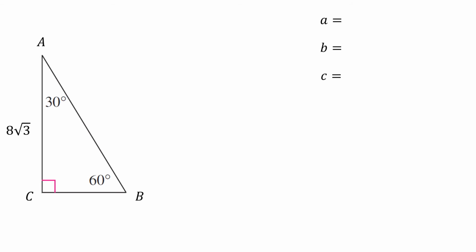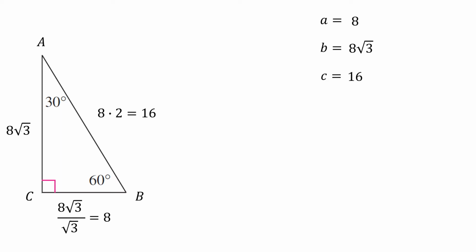What side did I start with this time? Well, that looks like it's opposite angle B, so that is side B. Because it's opposite the 60-degree angle, I know it's the longer of the two legs. So if I want the shorter leg, I must divide by the square root of 3. That leaves me with just 8. And then if I want the hypotenuse, I have to take this shorter leg and multiply by 2. 8 times 2 is 16. There is my hypotenuse.